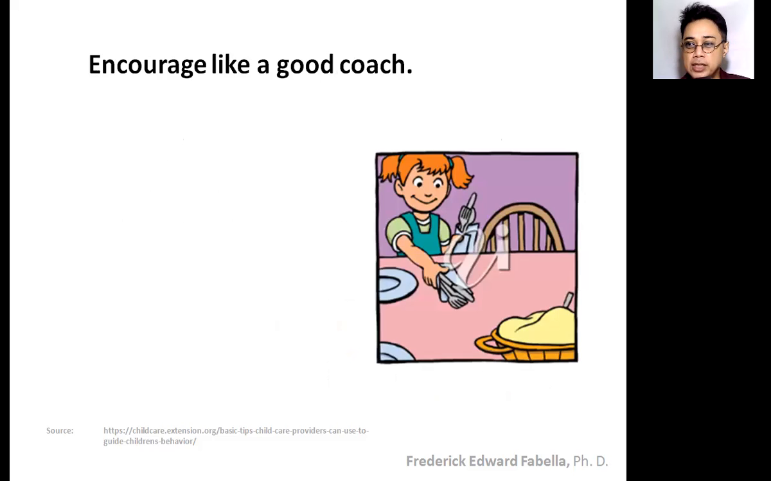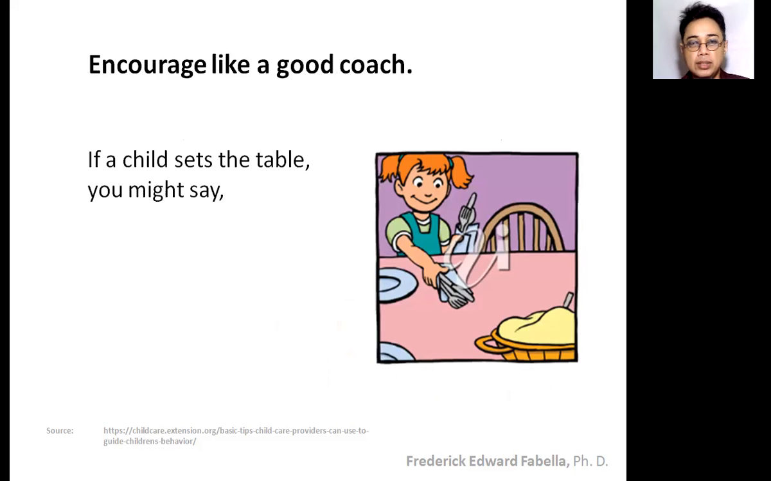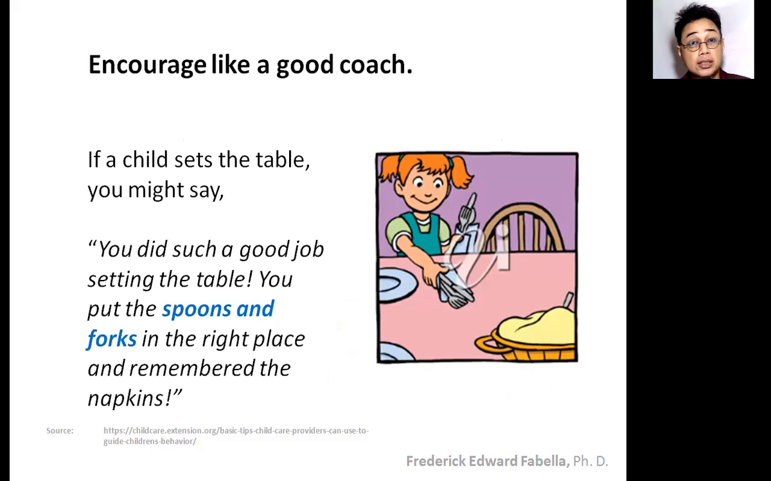Okay? So, for example, if you have a child whom you are expecting to set the table, you can say, "You did such a good job setting the table. You put the spoons and forks in the right place and remembered the napkins." Okay, so you look for something that you want to praise in the child's behavior there, right?